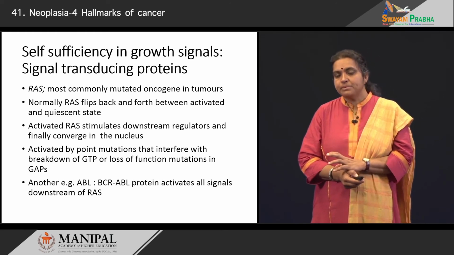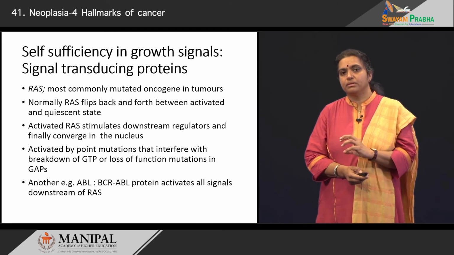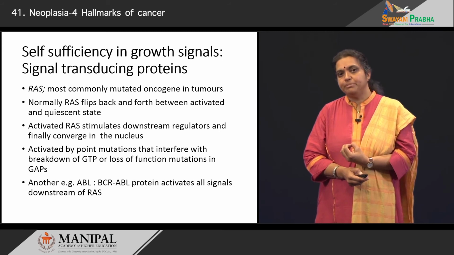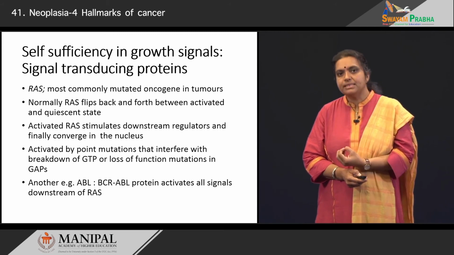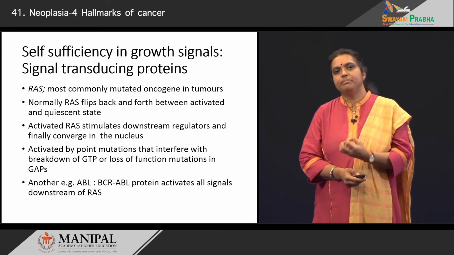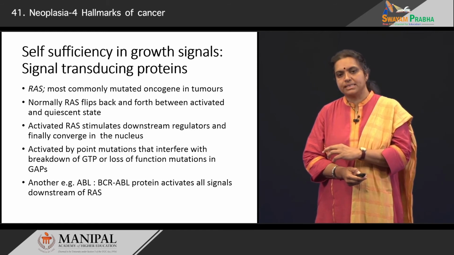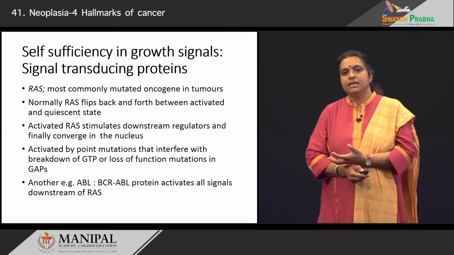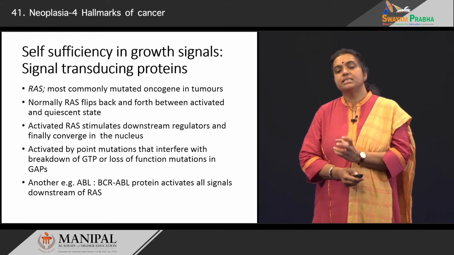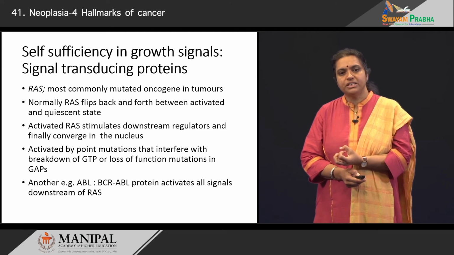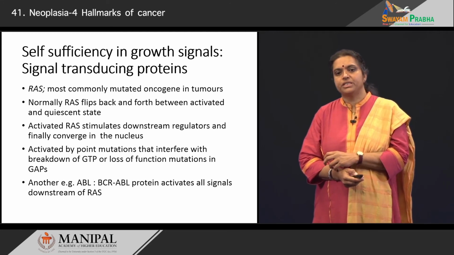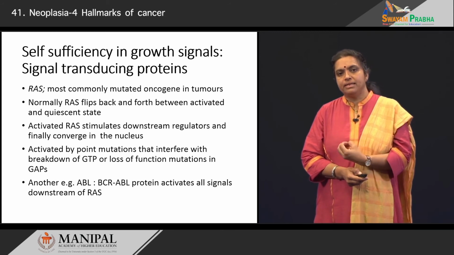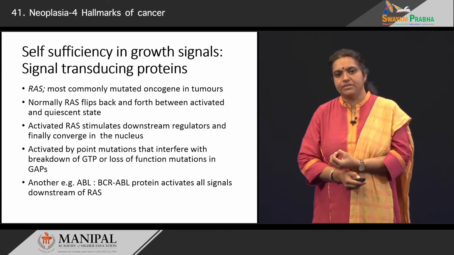Now, the GAPs are nothing but enzymes that activate the GTPase. So, they enhance the breakdown of RAS and make it into a quiescent state. In other words, they normally act as tumor suppressors. Now, you could have mutations that interfere with the breakdown of GTP, or loss of function mutations in GAPs. So, there are fewer GAPs, and that leads to increased RAS activity.